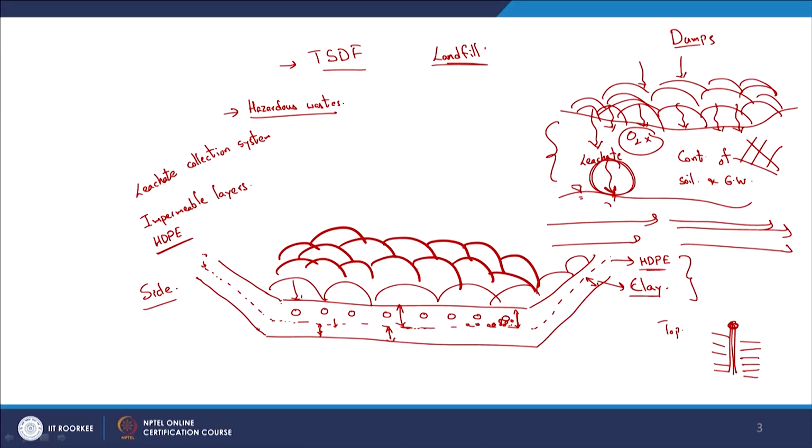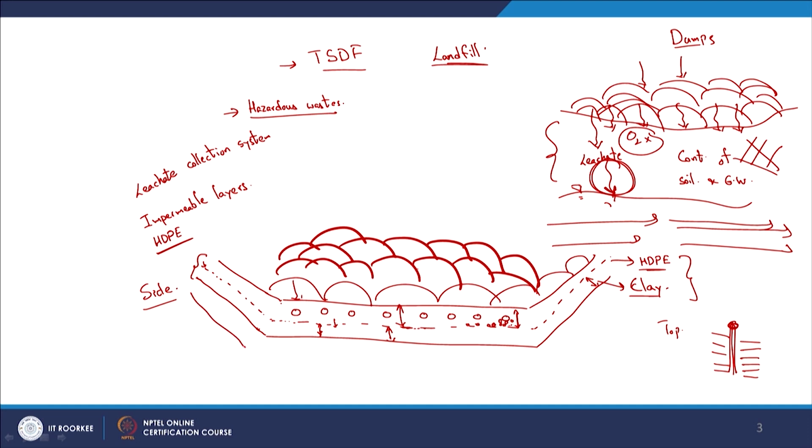So are we done with this? Not yet. Why is that? Because even if you have a leachate collection system, impermeable layer, semi-impermeable layer, even then leachate can go through, typically it will go through. So for this particular set of hazardous waste, we are going to have an extra layer of protection. And how are we going to do that? We are going to have the same 3 layers here.